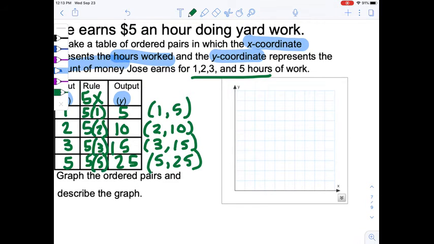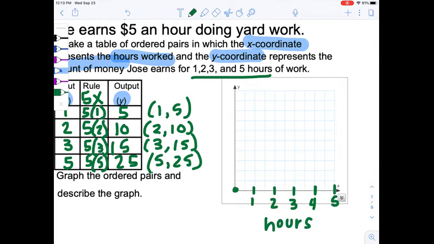So now we're going to graph those ordered pairs. So remember, our origin is where those 2 lines meet. Let's look at our x values first, because we're going to put our x values on our x-axis. So we have 1, 2, 3, and 5. So I'm going to do every other line here as 1. So I'm labeling that 1, 2, 3, 4, 5. And that's the hours. We're labeling that x-axis.